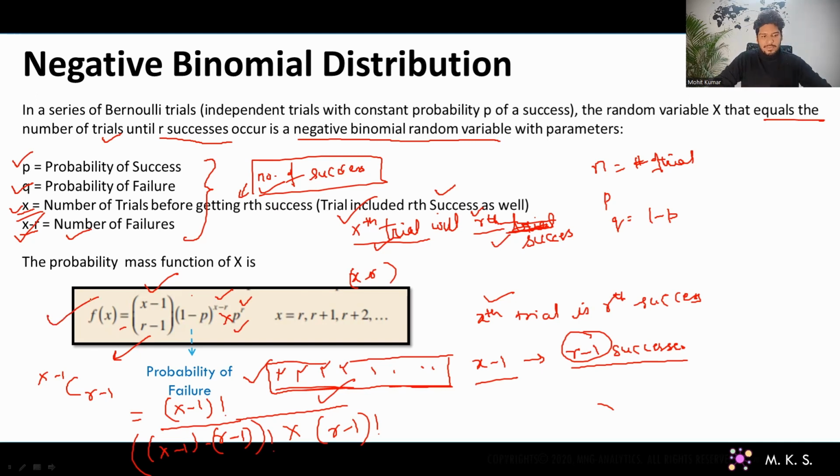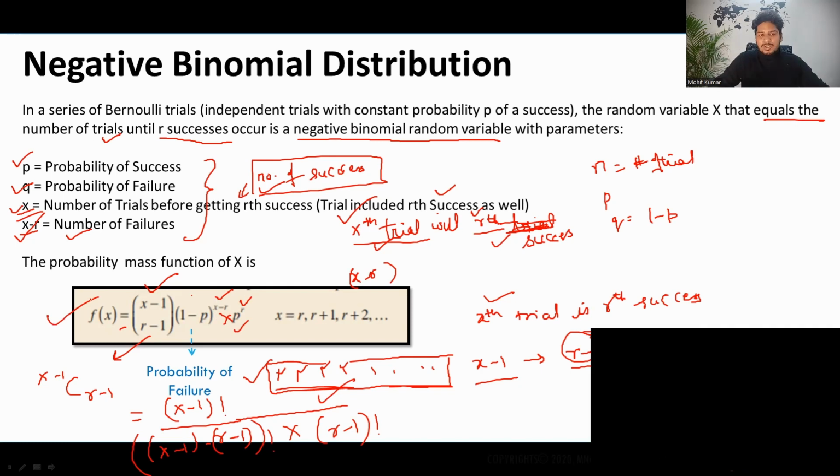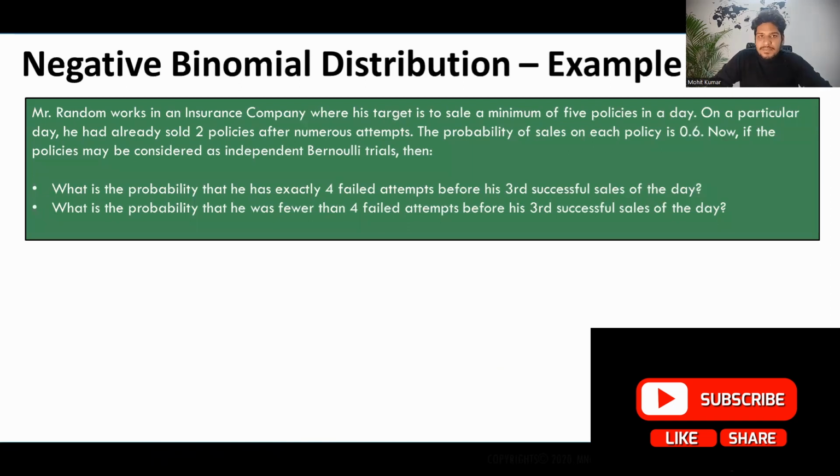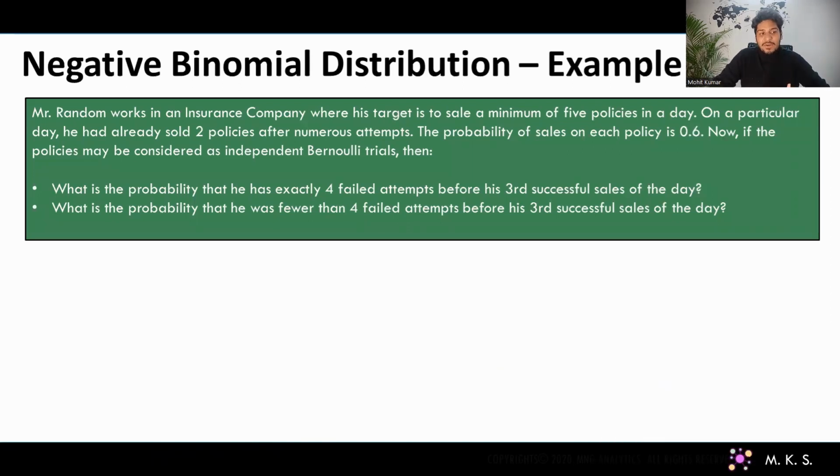Right? Now, let's use whatever we have learned so far with a simple example, and you will be able to relate to this example, guys. As I said, negative binomial distribution is very popular among marketing people, so we'll take that example. You will be able to build your concept around the negative binomial distribution using this example. Let's say there is a Mr. Random guy who works in an insurance company where his target is to sell a minimum of 5 policies in a day, right? So 5 policies, that's the target.